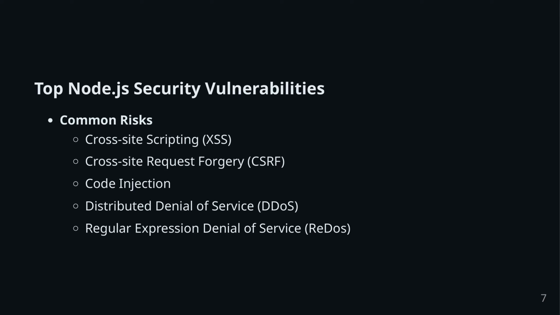Code injection is another severe risk where attackers introduce malicious code into your application, leading to potential control over your server and data exfiltration. Distributed denial of service, DDoS attacks aim to overwhelm your server with excessive requests, causing service outages and disruption to legitimate users. Lastly, we have regular expression denial of service, ReDoS attacks. These usually occur when an attacker crafts input that causes a regular expression to take excessive amounts of time to process, leading to performance degradation or application crashes. These vulnerabilities highlight the importance of thorough security practices in Node.js development.